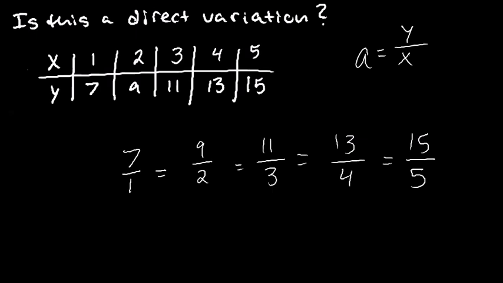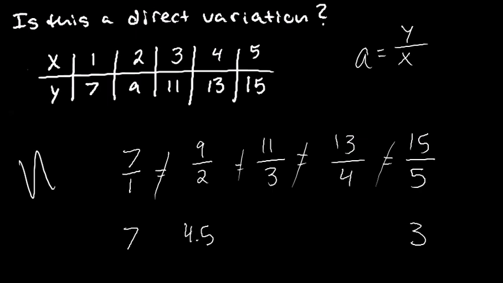Right away, if I'm looking at my first one, 7 divided by 1 is 7, 15 divided by 5 is 3, I've got a 4.5, none of this is equal. None of these are equal. So this does not work out well at all. So is this a direct variation? No, it is not.